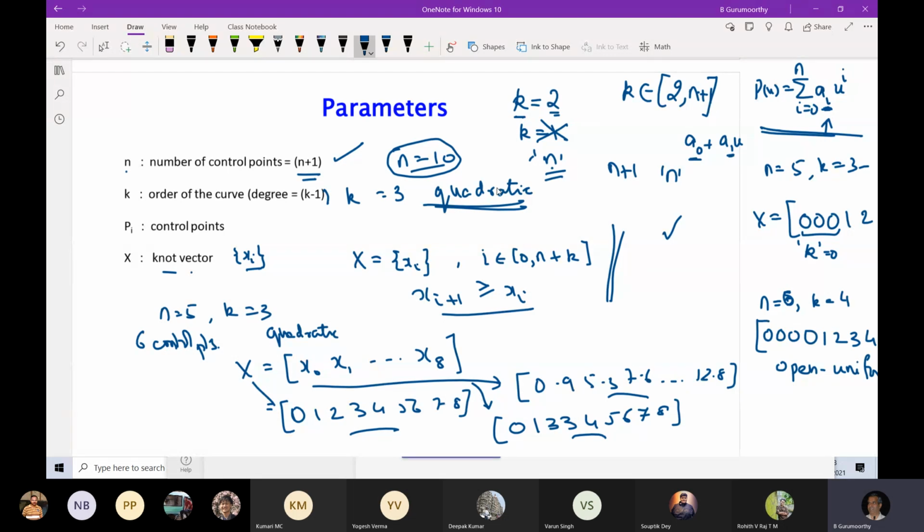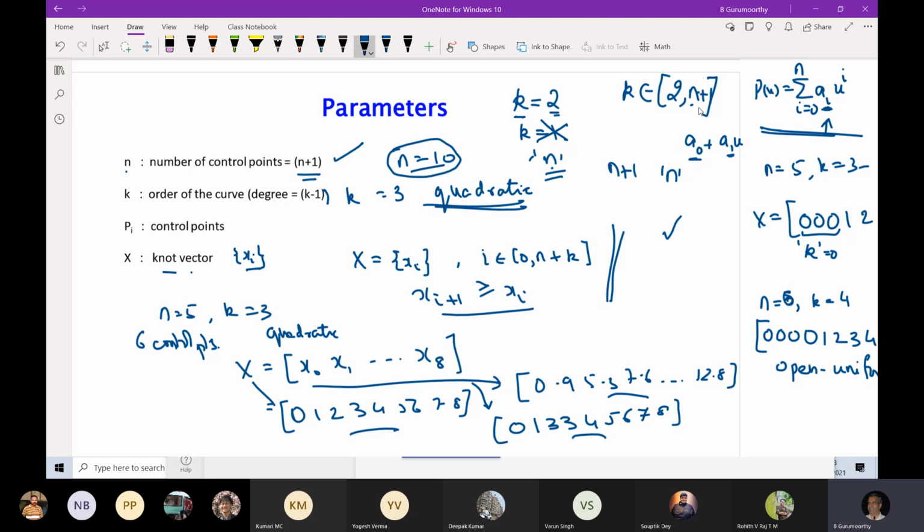If my degree is any more than n, then I cannot have n plus 1 terms define that curve. I'll need more degrees of freedom to fix that, and I don't have that many here. That's one way to look at it.